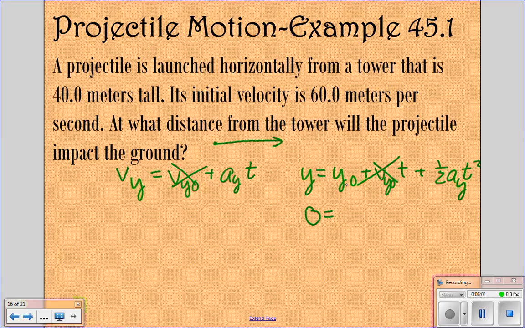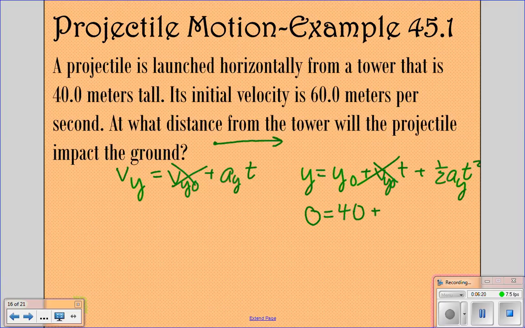It initially was 40 meters up in the air. So it started at 40 here and then it ended at 0 somewhere down here. It's going to start off and then fall down to 0 meters. So it started at 40 meters and ended at 0 meters.